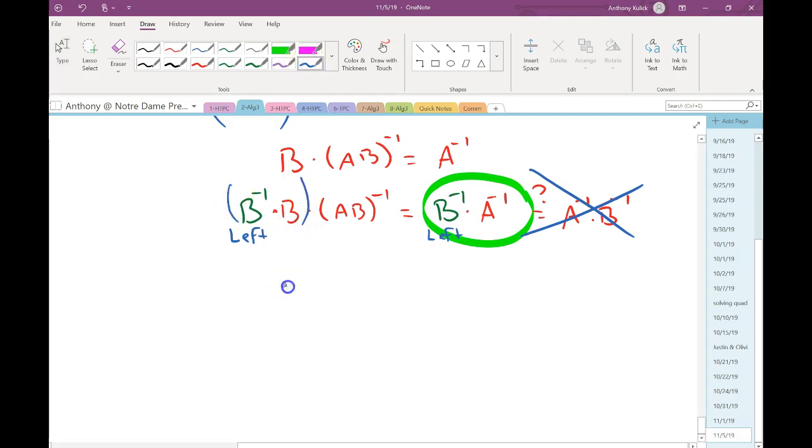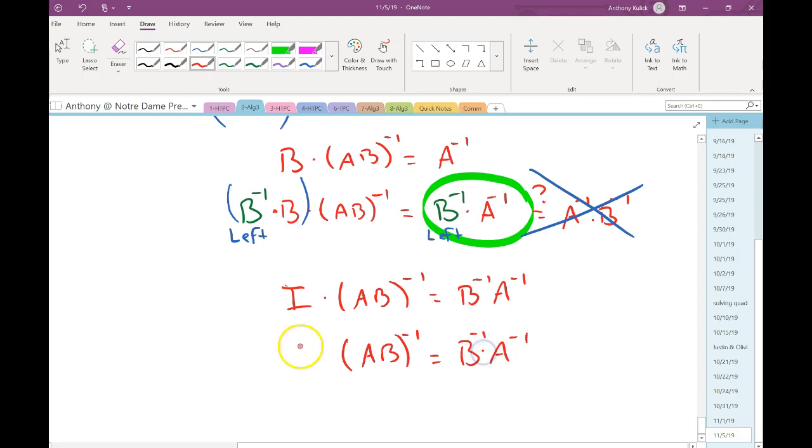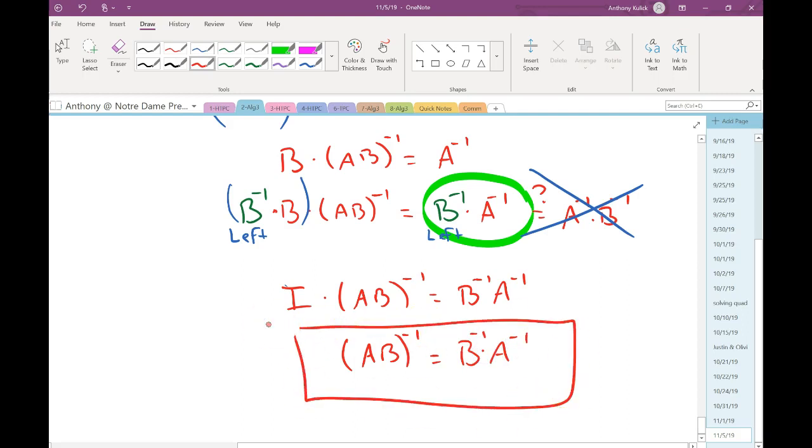Okay. B times B inverse just gives me I. That's the definition of multiplicative inverses. And I times the inverse of AB is just the inverse of AB. That's the definition of the identity. And there is my final answer. So you see that that did indeed swap. Shocking a little bit that that's true. We're going to stop here.